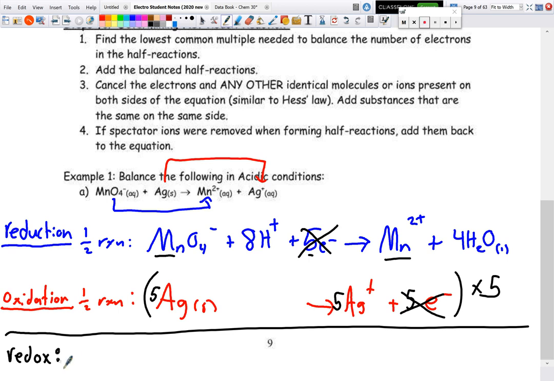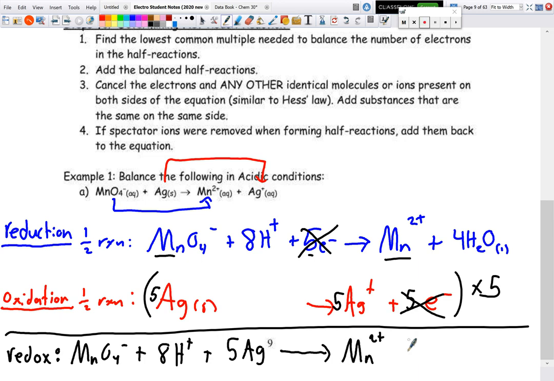So we write our redox of MnO4 minus plus 8H plus plus 5Ag. Now I am leaving out states of matter here just for room, but we know all ions need to be aqueous. And of course, if it's an element, it's going to be solid.